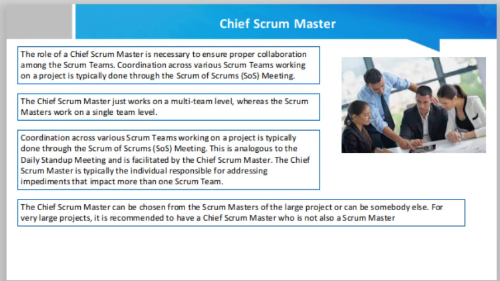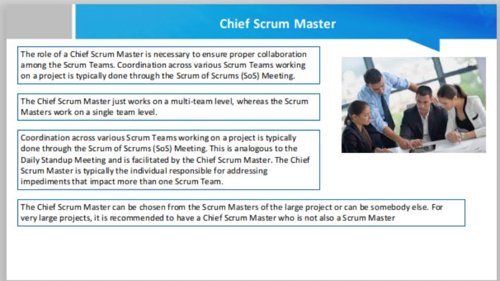So basically, friend, large projects require multiple Scrum teams to work in parallel. Information gathered from one team may need to be appropriately communicated to other teams. The Chief Scrum Master is responsible for this activity. The role of a Chief Scrum Master is necessary to ensure proper collaboration among the Scrum teams. Coordination across various Scrum teams working on a project is typically done through the Scrum of Scrums (SOS) meeting.